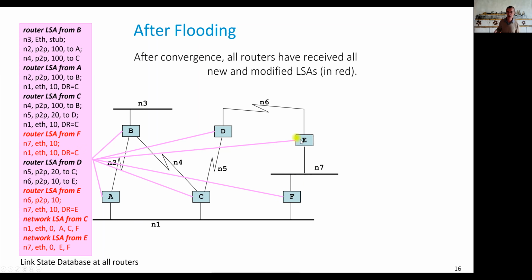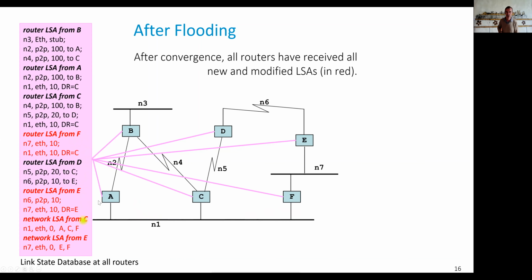E also will see something new. E will see now on N7 I have something, so E will change its LSA, so there will be an update of the LSA of E that will be flooded to everyone, because now there's a new neighbor. Similarly, C, that now speaks for the network N1, will send an update of the state of network N1, because now it is N1 that is connected to F. So those are the changes that will occur.